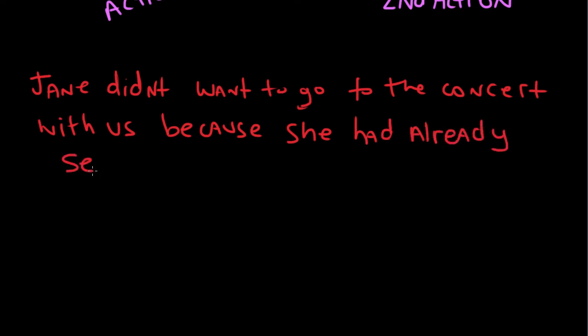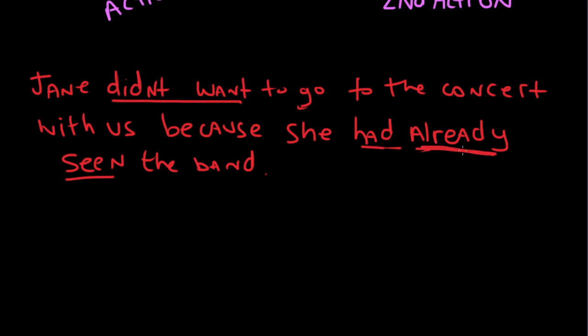Jane didn't want to go to the concert with us because she had already seen the band. So Jane didn't want to go was the action that happened in the past, but before that she had already seen the band. That was the first action that happened in the past. We use already to announce that the action had happened before the last action in the past. Does that make sense? I hope so.